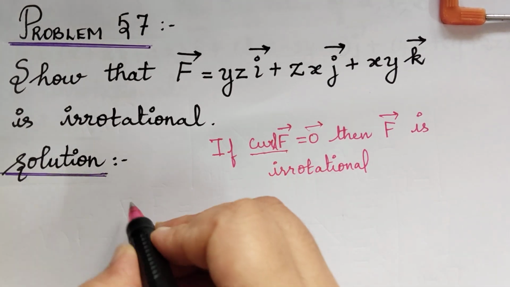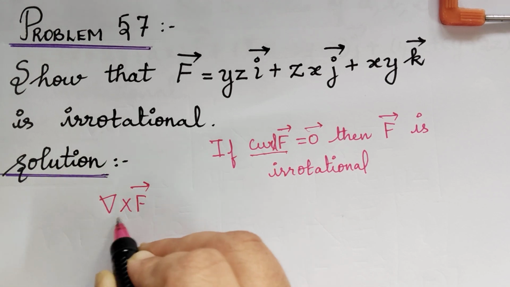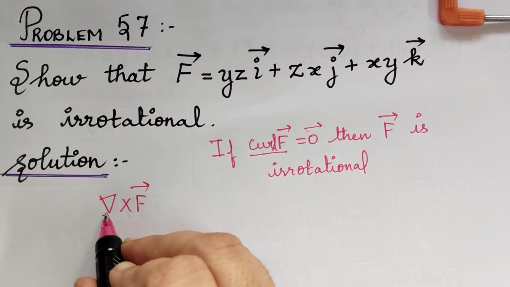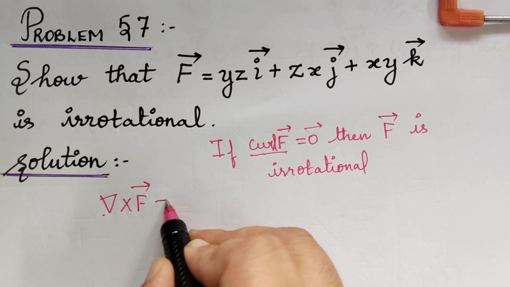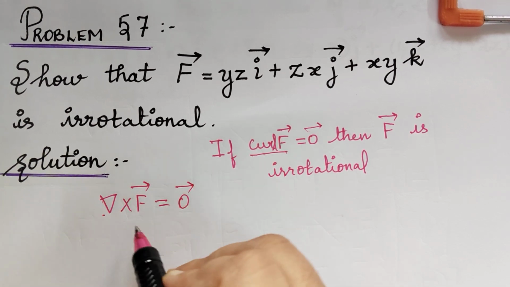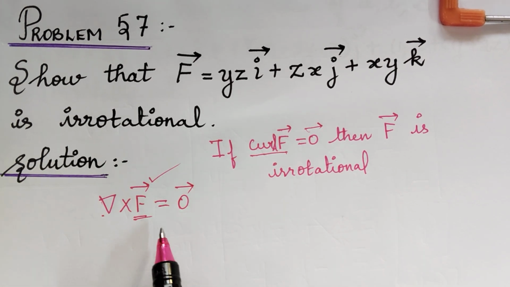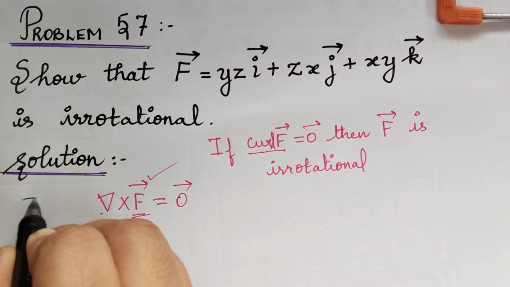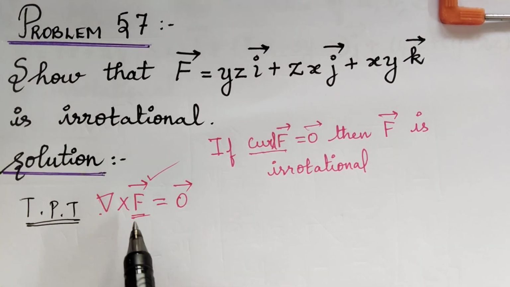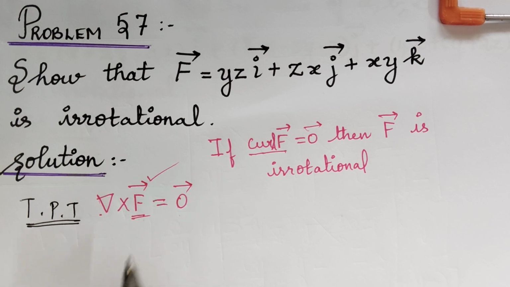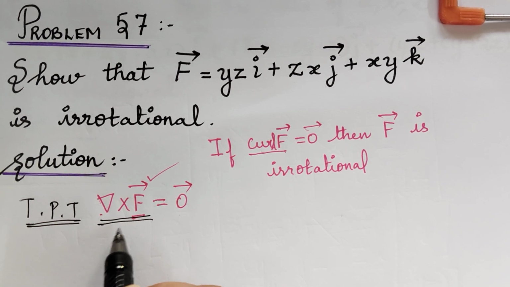So what is the curl? Curl is given by nabla cross f vector. The cross product between nabla, that is the operator, with f vector. And if this is equal to 0 vector, then we can say that f vector is irrotational. So let us prove that now. So we have to prove that nabla cross f vector is equal to 0 vector. So for that, we have to first calculate what is nabla cross f vector.